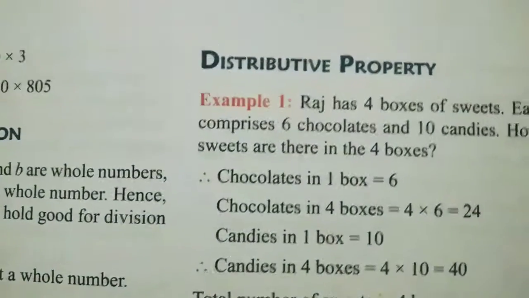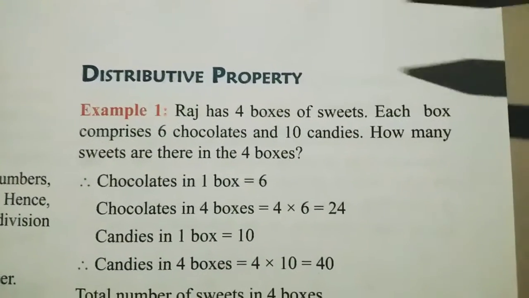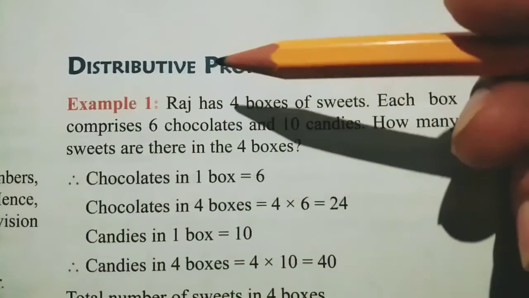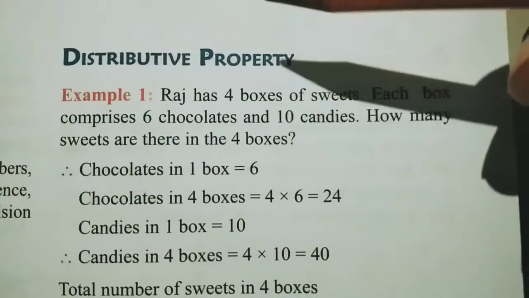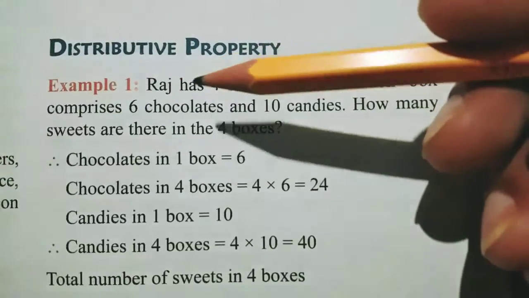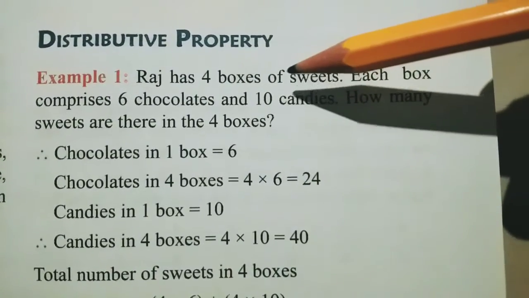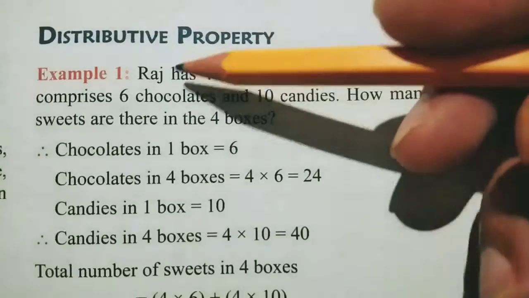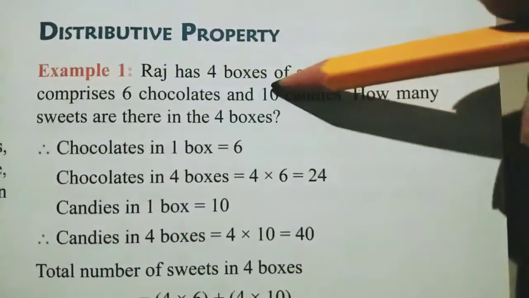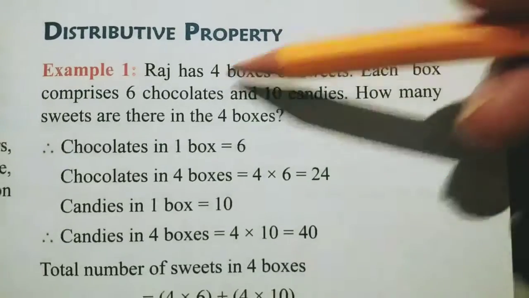Next we'll go to distributive property. What is the meaning of distributive property? It is explained by one example. Distributive means to distribute, to split, to break into two parts or three parts. So Raj has 4 boxes of sweets, and each box has 6 chocolates and 10 candies.